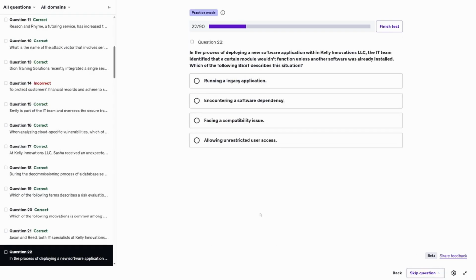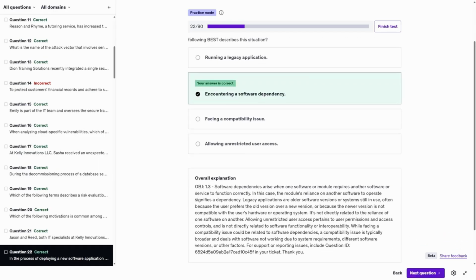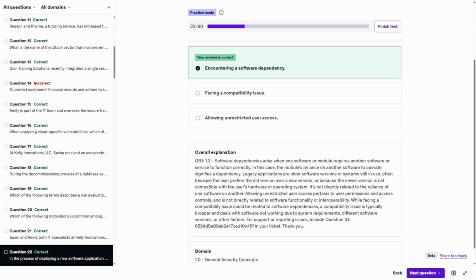In the process of deploying a new software application with Kelly Innovations LLC, the IT team identified that a certain module wouldn't function unless another software was already installed. Which of the following best describes this situation? This is what we call a software dependency. Software dependencies arise when one software module requires another software or service to function correctly. In this case, the module's reliance on another software to operate signifies a dependency.